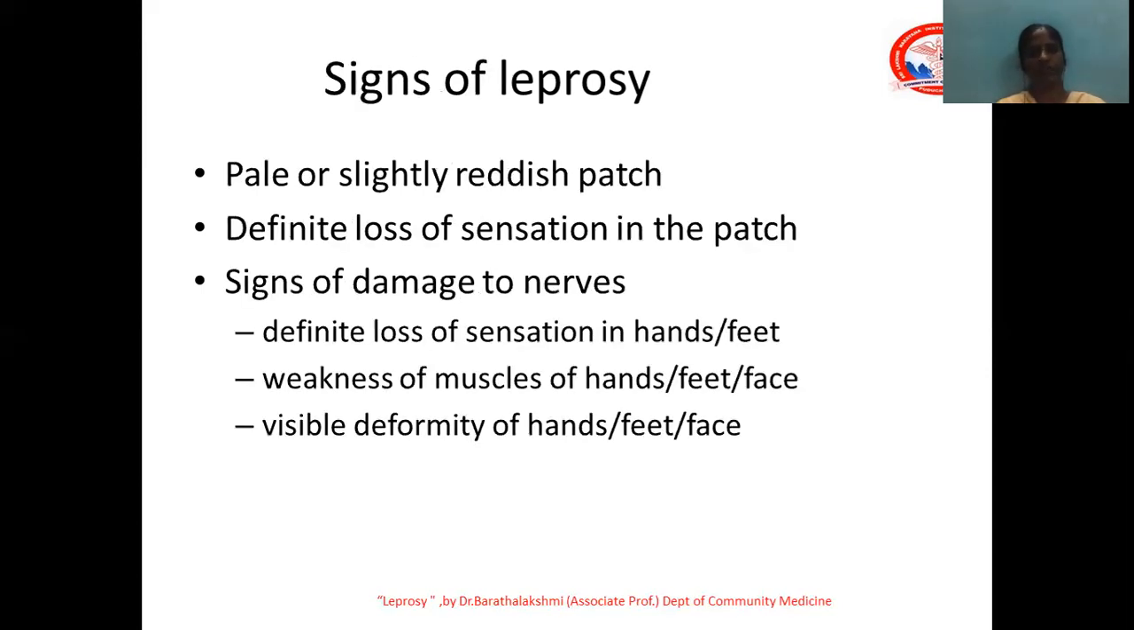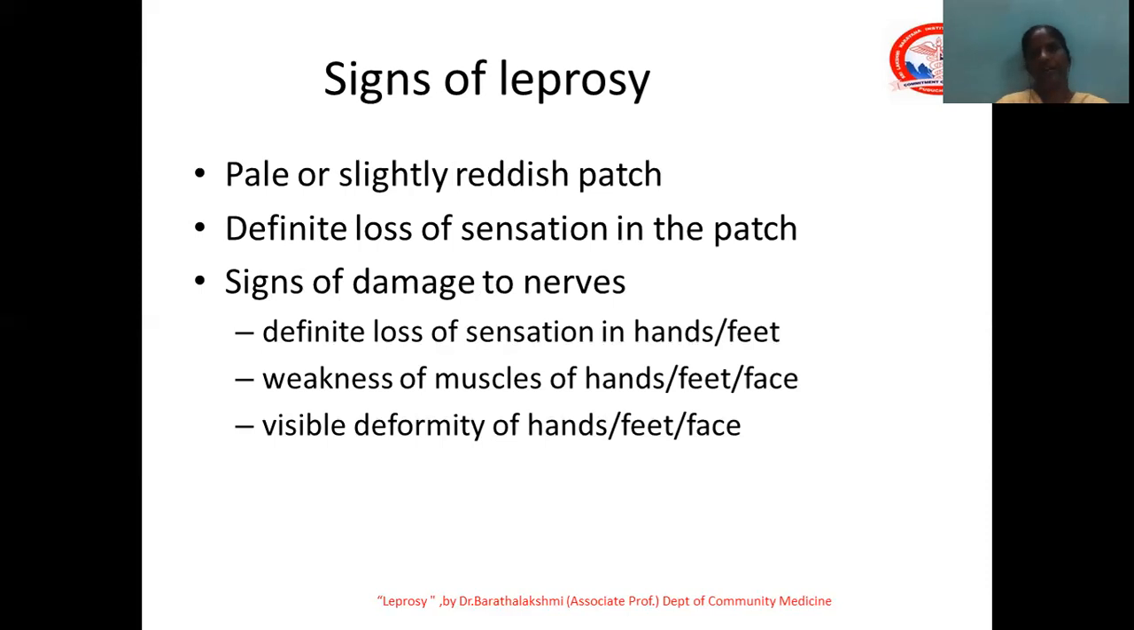Then signs of leprosy. A pale or slightly reddish patch. Leprosy can occur in any pattern, like it can be a macule, a papule, a nodule, or a patch. So it can occur in a varied way. From tuberculoid to lepromatous, we have in between, intermediate, borderline.